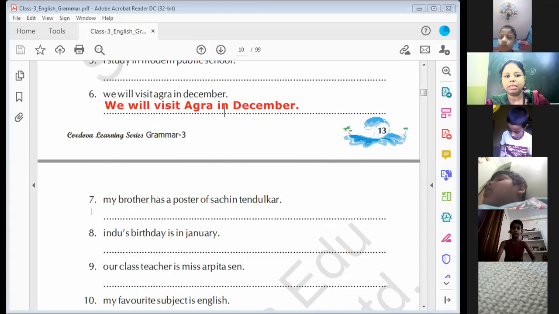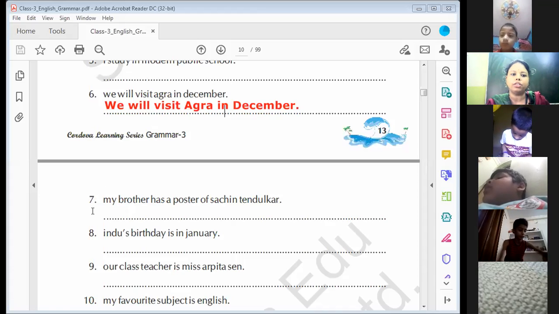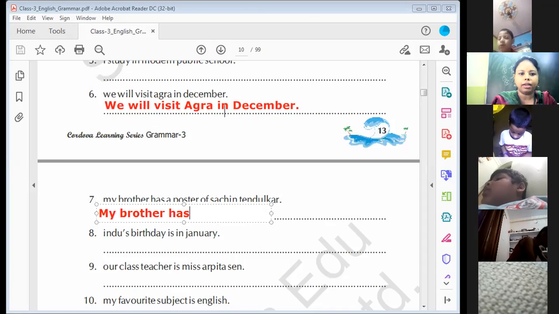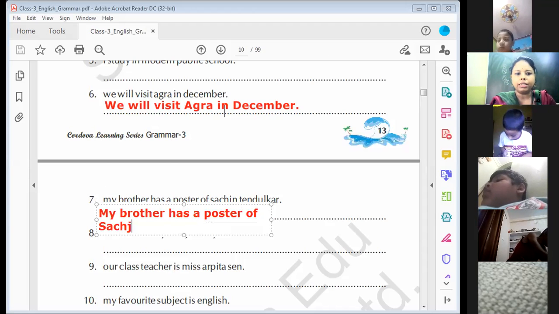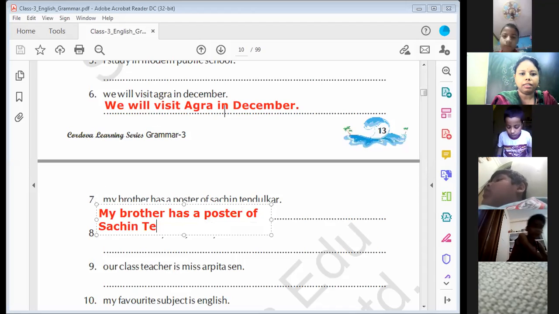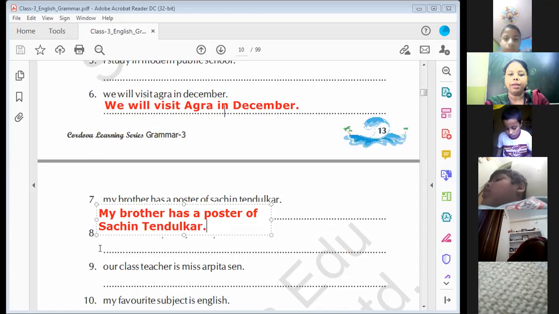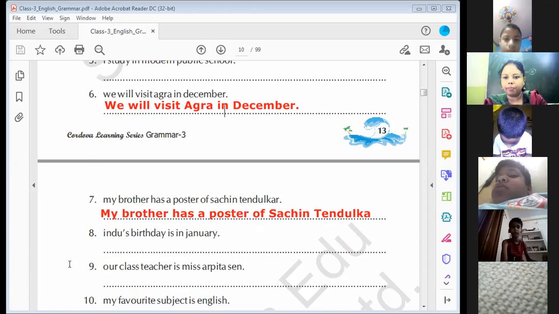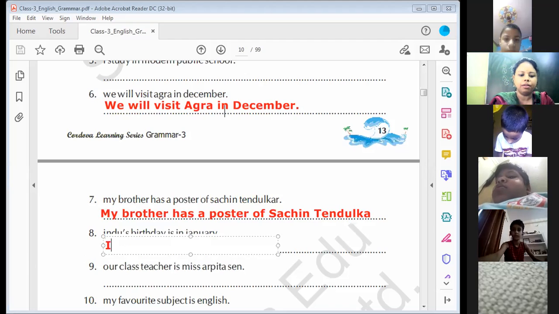Let's move to question number 7. My brother has a poster of Sachin Tendulkar. So the first letter should be capital. My brother has a poster of Sachin. The first letter of this name, Sachin Tendulkar, should be in capital. Why? Because it's a special name. Whenever we write some special name, we have to take care of capital letters. Understand?